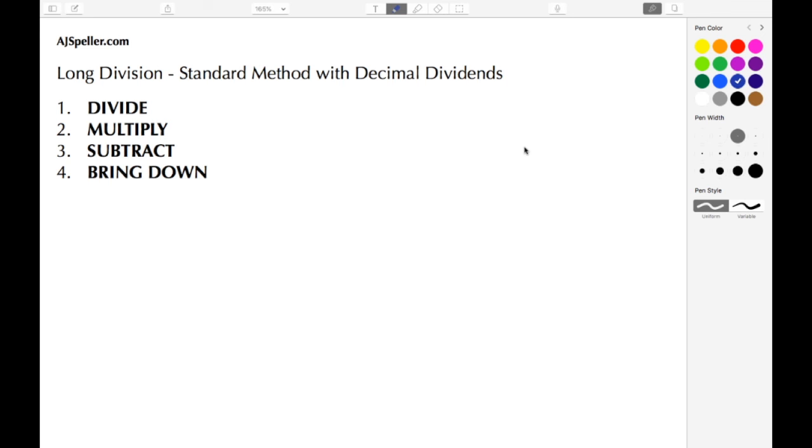This time we're going to work with dividends that have decimals. And what you're going to find is that the method, or the way of solving these problems, is the same as doing the standard method. But let's begin. We know from previous videos that our steps are divide, multiply, subtract, bring down, but we used a different terminology for each one.